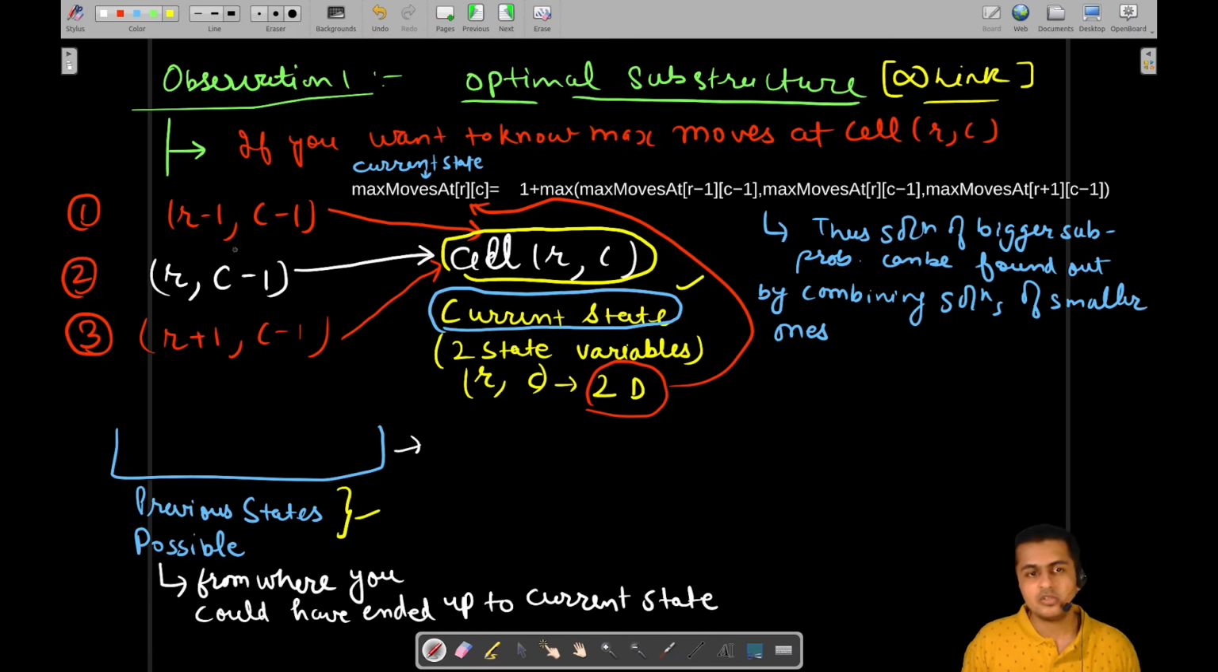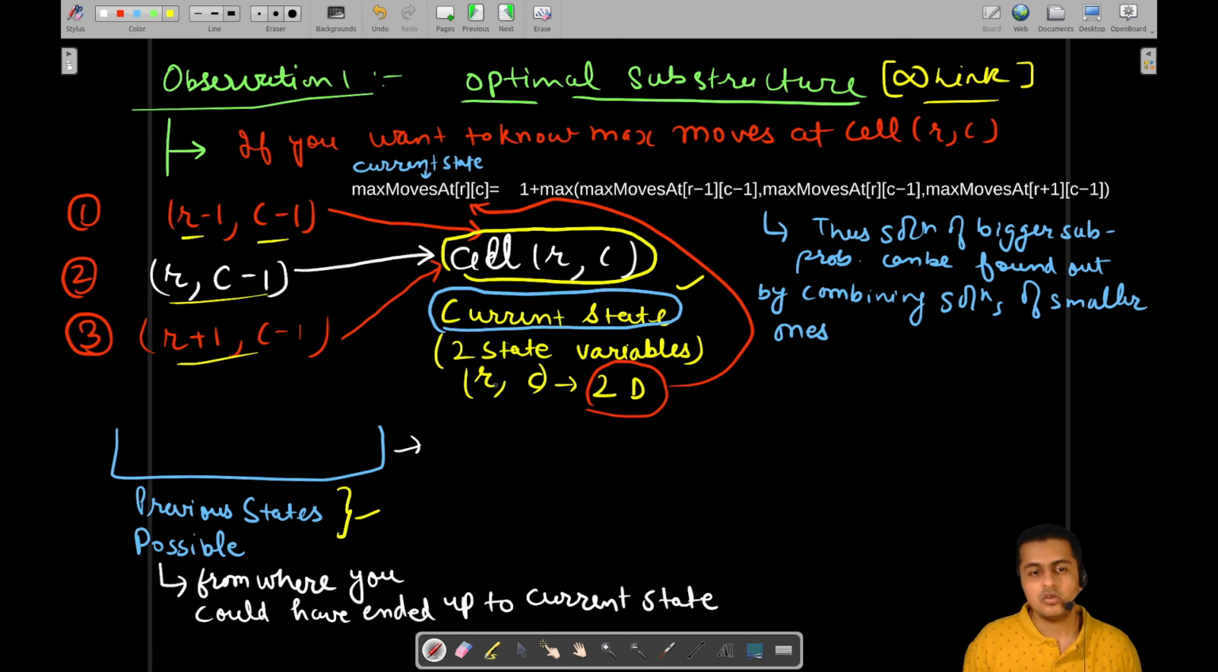And those cells are these cells: diagonally up, diagonally down, and the left cell. So these could have been the previous cells from where we could have landed on the current cell.